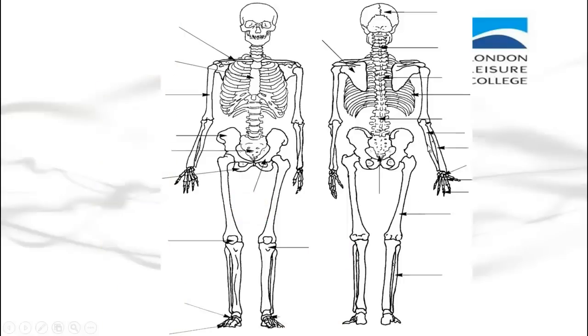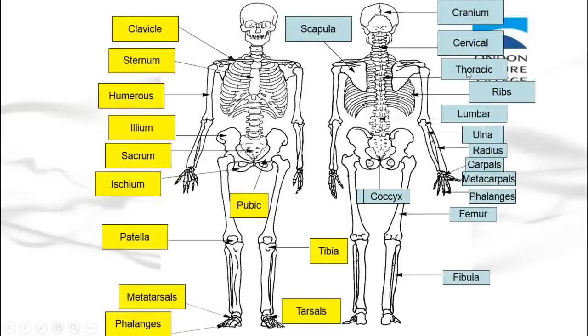Okay, on the back of the body, which is known as the posterior, you have your cranium, which is your skull. Okay, you have your scapula, which is your shoulder blade. Okay, you have your ribs. Okay, radius and ulna. Now the radius is the bone in line with your thumb.